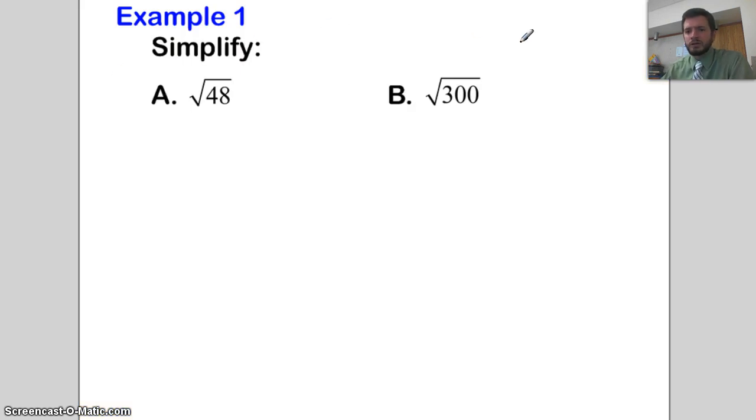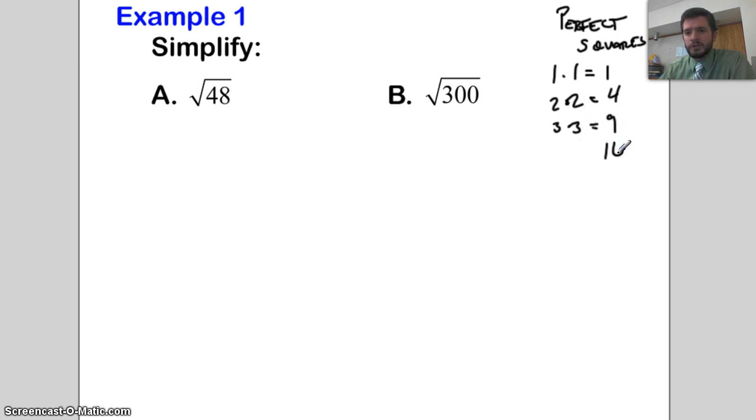Now, before I even start this, I want to talk about perfect squares. All right, so again, the perfect squares are as follows. These are numbers that you get when you multiply a number by itself. So for example, 1 times 1 is a perfect square, 1. 2 times 2 is 4. 3 times 3 is 9. So on and so forth. 4 times 4 is 16. 5 times 5 is 25.